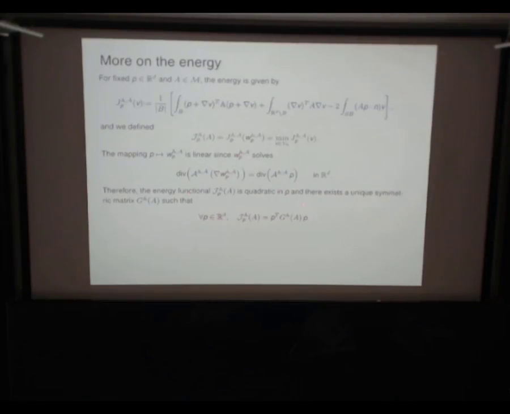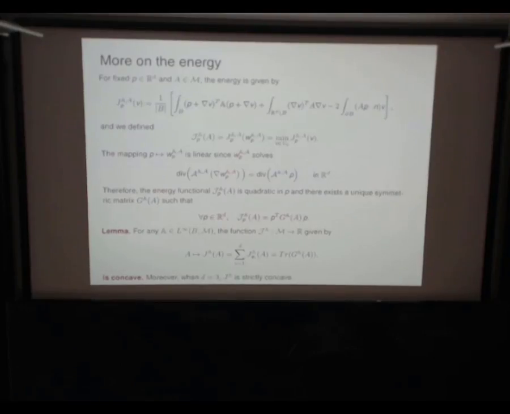Therefore, there exists a unique symmetric matrix that I call G_A, such that for any direction P, this J_P is P transpose times this matrix times P. So we give an implicit definition of some matrix that must exist due to the fact that this function is quadratic in P.